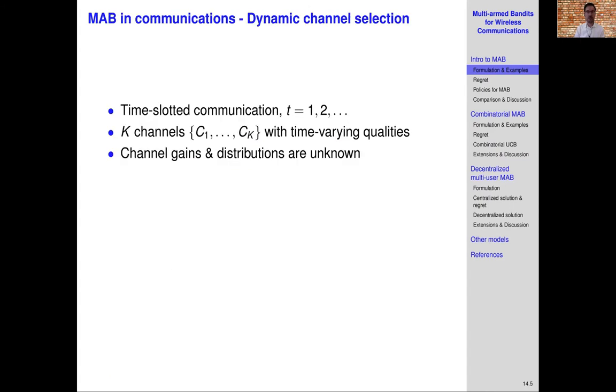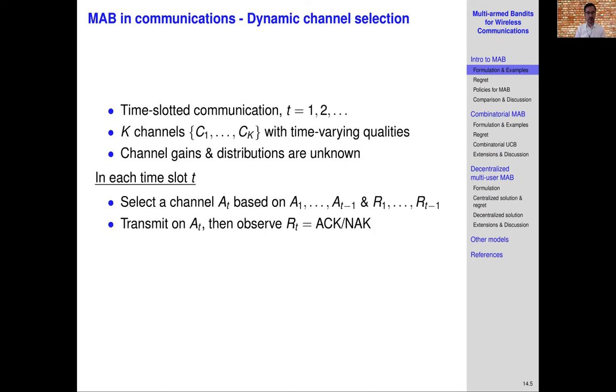One application of multi-arm bandits in wireless communications is dynamic channel selection. Consider a time-slotted communication system where time is indexed by t. There are K channels with time-varying qualities. Channel gains and distributions are unknown beforehand. In each time slot t, the user selects a channel based on its previous channel selections and reward observations. It transmits on the selected channel, then observes a feedback as the reward, which could be ACK or NACK. The goal is to maximize the expected number of successful transmissions by learning to choose good channels.